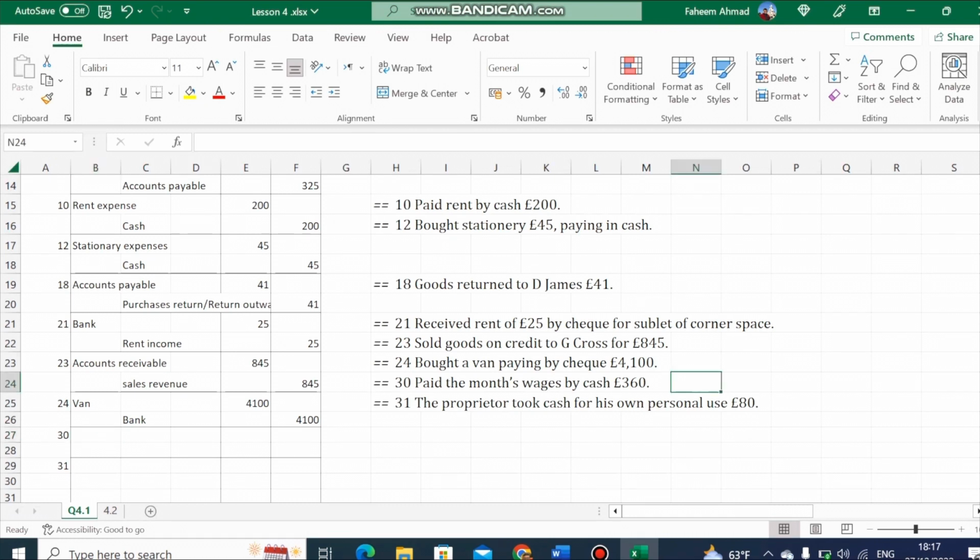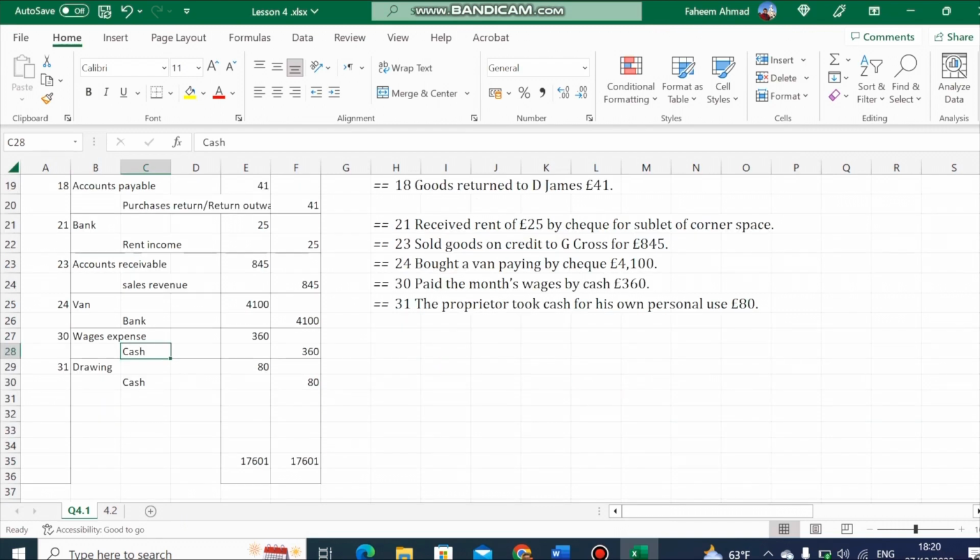Paid the month's wages by cash. So wages is an expense, increases, debit. Amount 360. It is paid by cash. Cash is an asset, decreasing, credit.